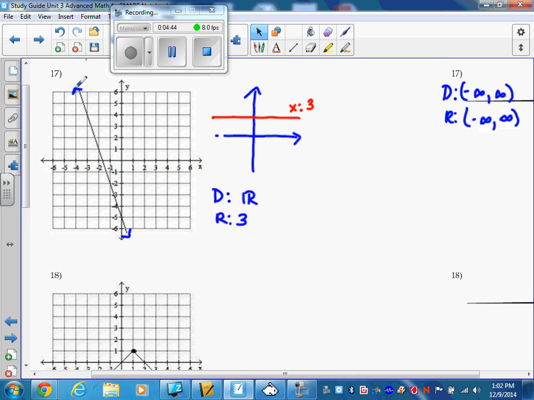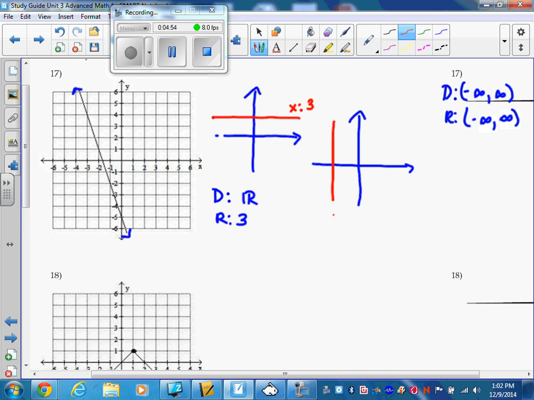So the other exception is this one. It is when we have an undefined slope. So here is this, and it will be x equals -4. So in that case, we have the domain that is not all real numbers, but is only -4, right? That's it. And the range is all real numbers.